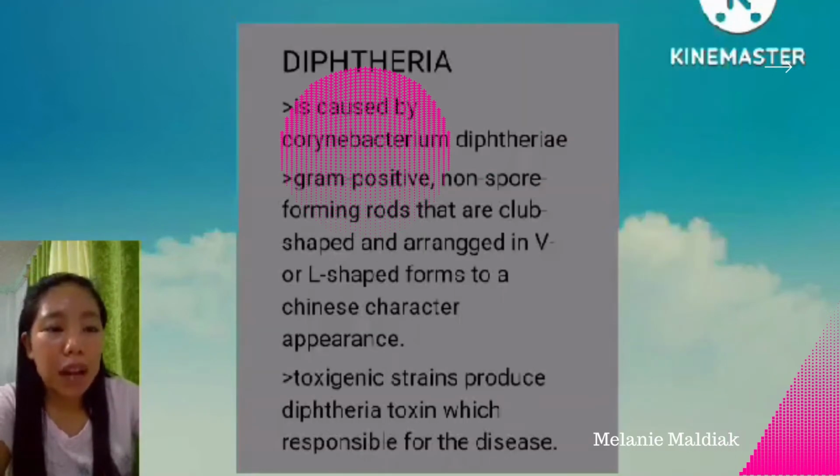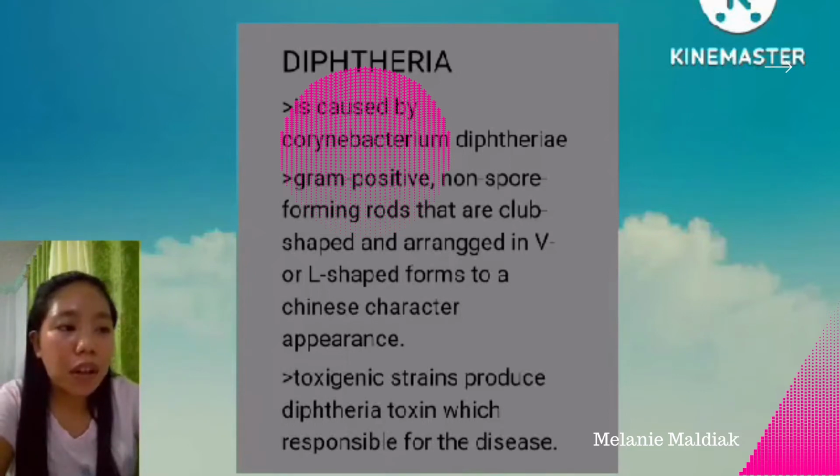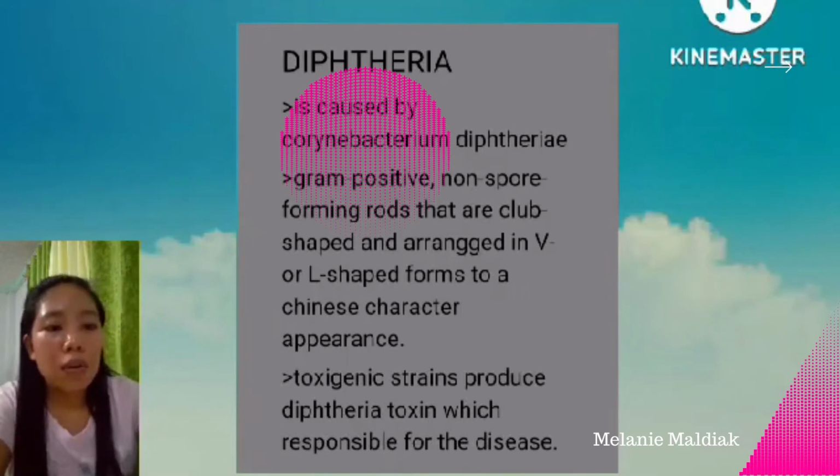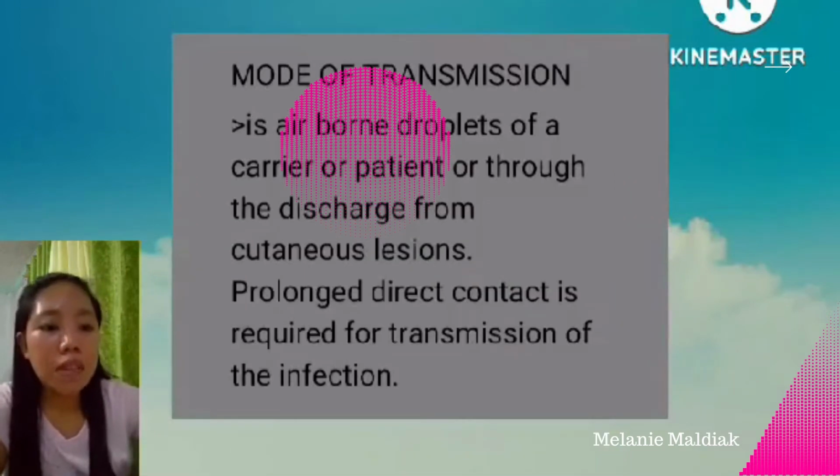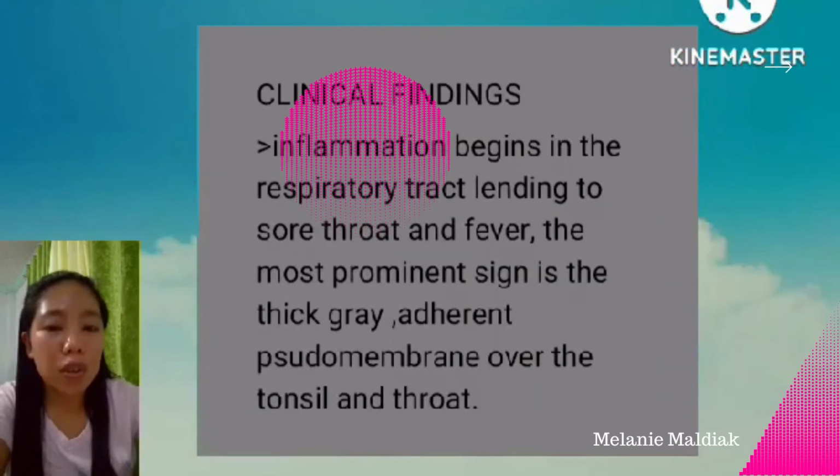Next is diphtheria. Diphtheria is caused by Corynebacterium diphtheriae, a gram-positive non-spore-forming rod that is club-shaped and arranged in V or L-shaped forms, with a Chinese character appearance. Toxigenic strains produce diphtheria toxin, which is responsible for the disease. Mode of transmission is airborne droplets of a carrier or patient or through the discharge from cutaneous lesions. Prolonged direct contact is required for transmission of the infection.